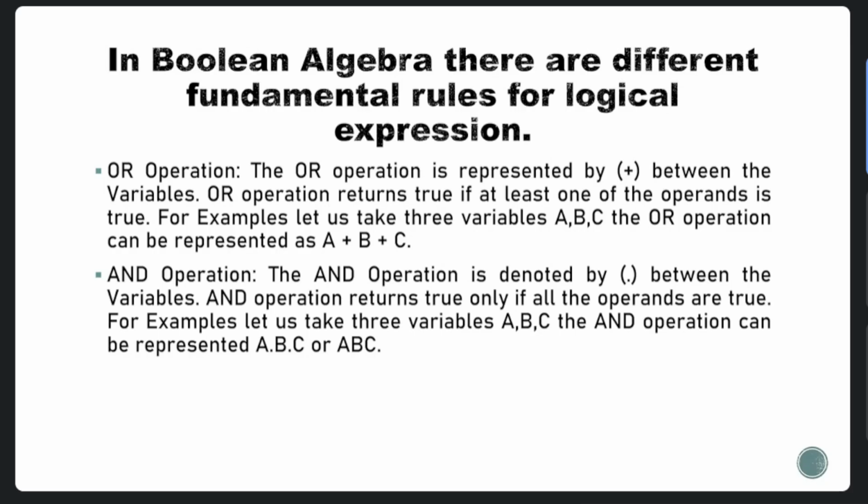And then AND operation is denoted by a point. Ano? So and then po, AND operation denoted by point. Between the variables, AND operation returns true if the operands are true. So for example, let us take three variables A, B, C, and the AND operation can be represented as A.B.C or ABC.